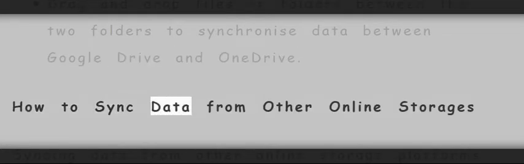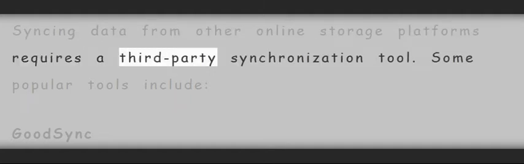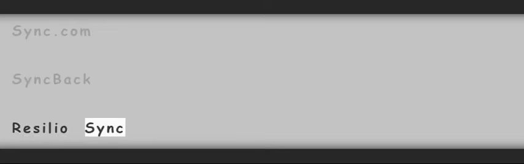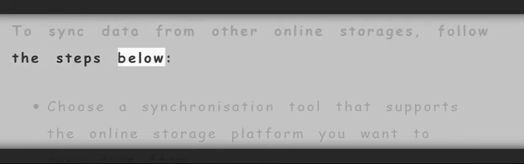How to sync data from other online storages. Syncing data from other online storage platforms requires a third-party synchronization tool. Some popular tools include GoodSync, Sync.com, SyncBack, ResilioSync. To sync data from other online storages, follow the steps below.